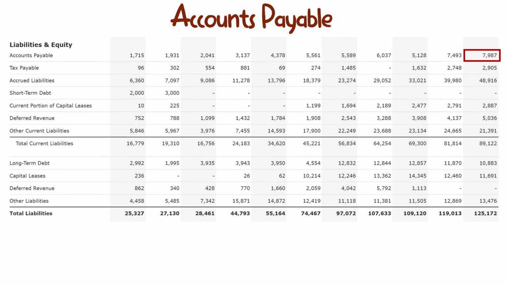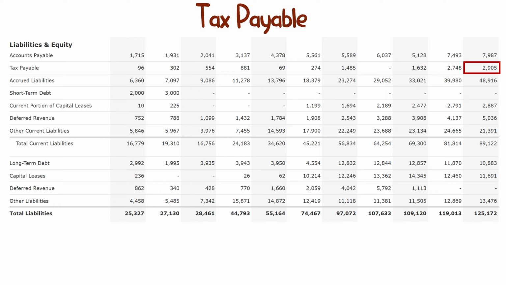First is accounts payable at $7.9 billion. This is money Alphabet owes suppliers for services and resources already received. For example, when Google purchases server hardware for their data centers or pays for marketing services, they don't pay immediately. The supplier sends an invoice with payment terms like due in 60 days. During that time, the amount sits as accounts payable, a bill they will pay soon, but the cash stays in their account temporarily. Next is tax payable at $2.9 billion.